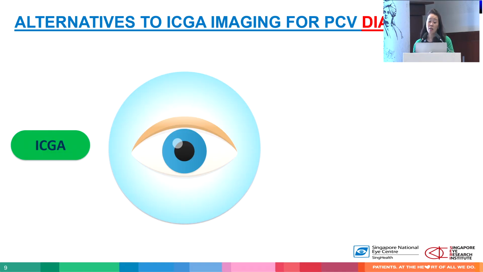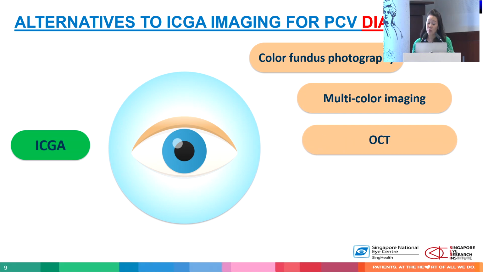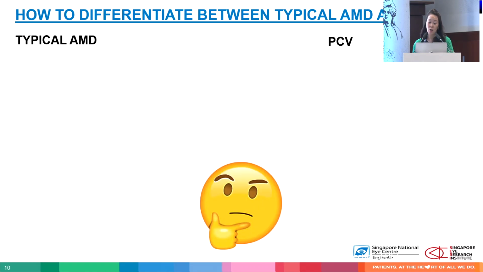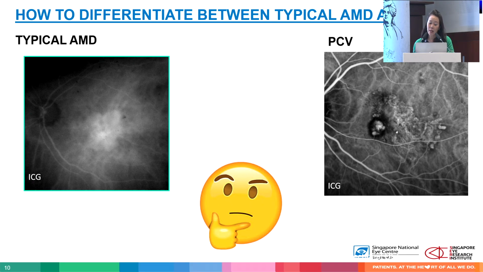So what are the alternatives to ICGA imaging for PCV diagnoses? You can use color fundus photos, multicolor imaging, OCT, as well as fluorescein and OCTA. Today we will be focusing more on the multicolor, OCT, and OCTA. You can see how to differentiate between typical AMD and PCV. In typical AMD, you can see the ICG has a plaque, whereas in PCV, you can see these pinpoint hypercyanescent images with a branching vascular network.